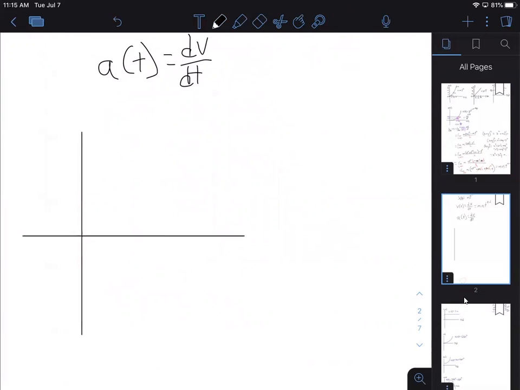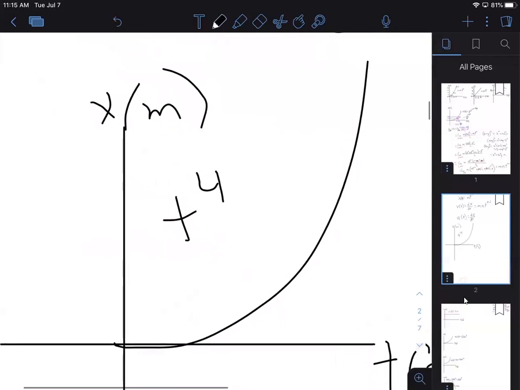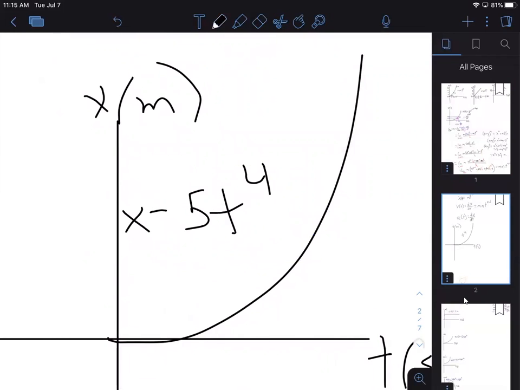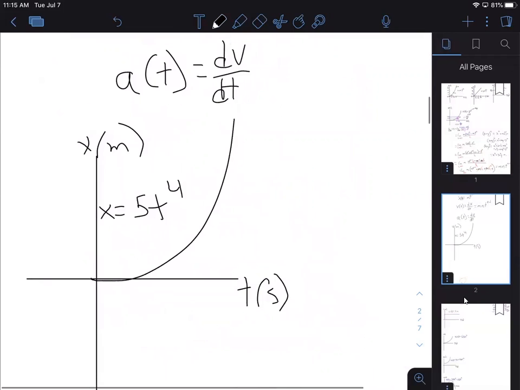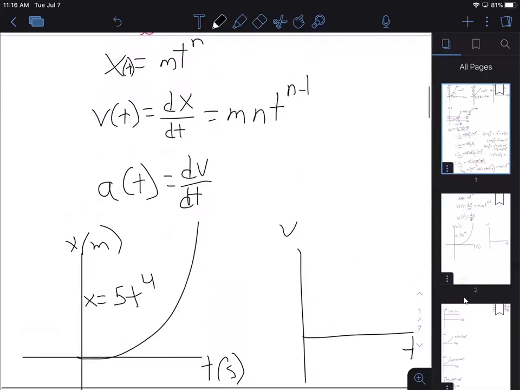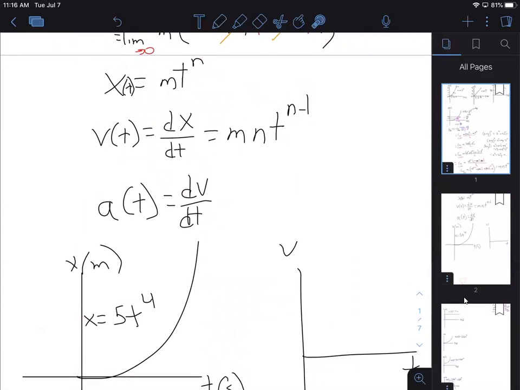I'm going to have some position versus time, and I'm just going to graph it, because why not? Let's say it's a t to the fourth relationship. Let's say it's 5t to the fourth. So the position, and I should have units in here, but we're going to skip that. Position is 5t to the fourth, and I want to make a velocity graph. So I have 5 for my m, and n is going to be 4.